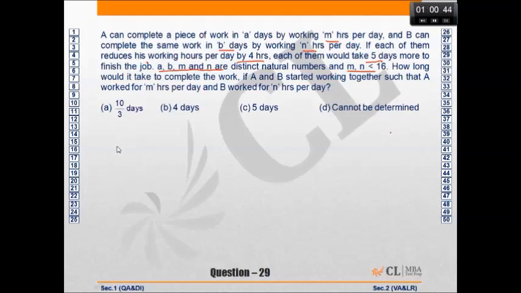A can complete it with A·M as the amount of work, and similarly B can do it in B days working n hours per day, A in A days working m hours. Now this should be equal to if each of them reduces the working hours by 4 hours: M minus 4, N minus 4. Each of them would take 5 days more: A plus 5 and B plus 5. I am not going to do this. Not worth attempting. I'll leave this question.